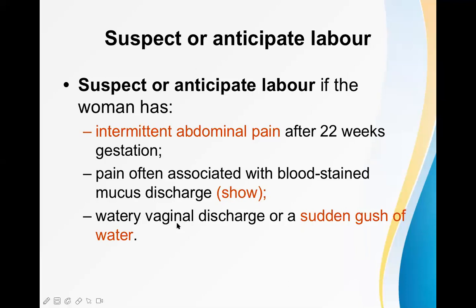And then if there is watery vaginal discharge or a sudden gush of water from the vagina, every student knows, I asked this question in the last class also, and they say this is because of amniotic membrane rupture. There is sudden gushing of the amniotic fluid outside. So all of these are symptoms or signs of labor.